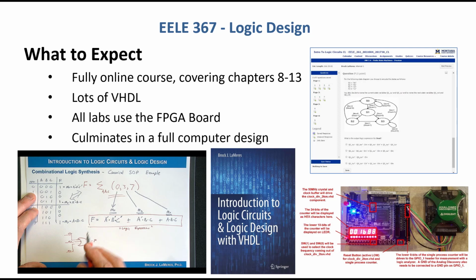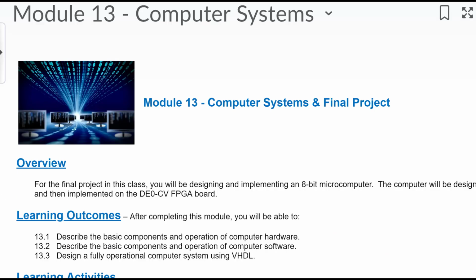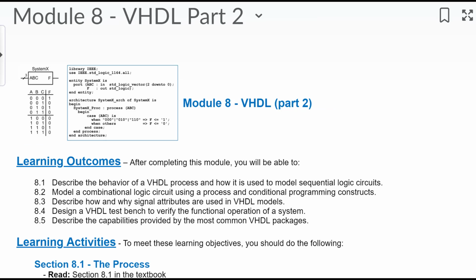So let's take a look at the topics that we're going to cover. We're covering chapters 8 through 13. We're going to start off with what we call VHDL Part 2. Coming into this, you should have been able to create a very basic combinational logic circuit using VHDL. So you should understand things like what an entity is, what an architecture is, and do some simple signal assignments with some logical operators. So you can create a 3-input AND gate, or you can create a very simple sum of products form combinational logic circuit.